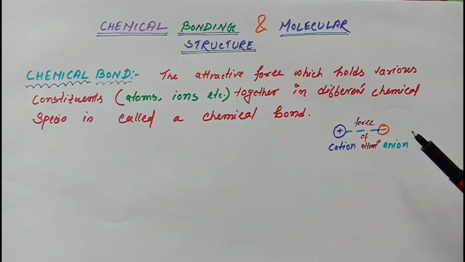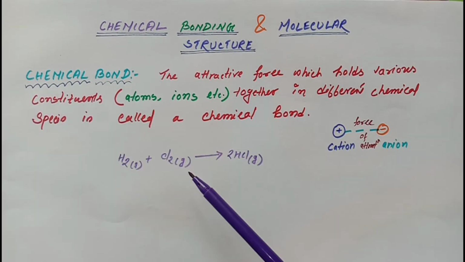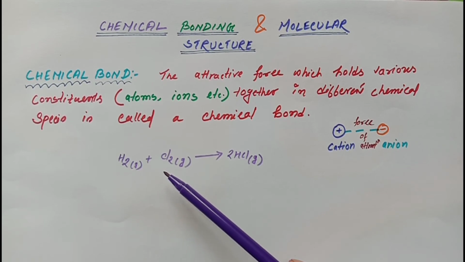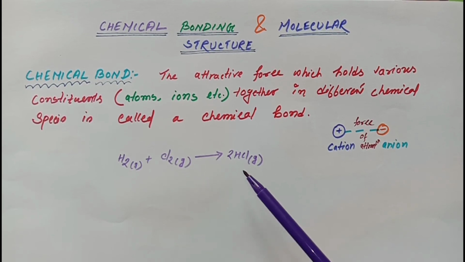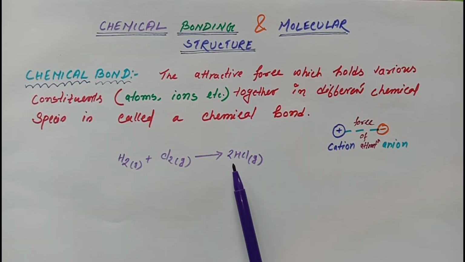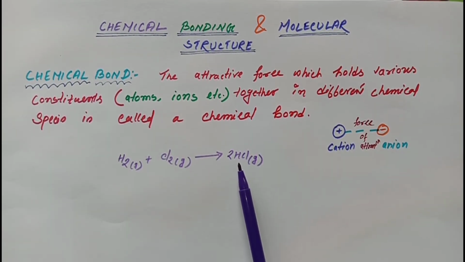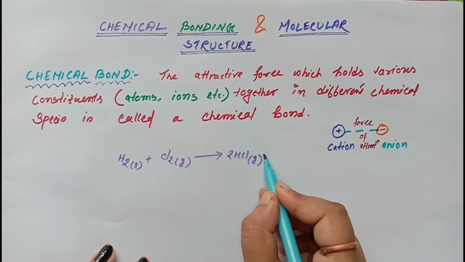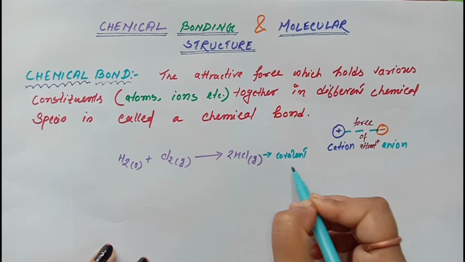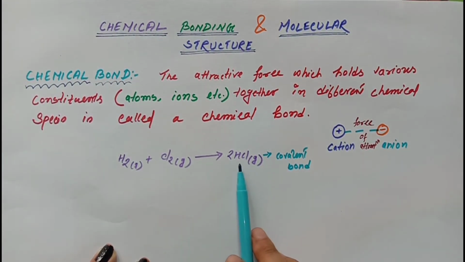As the chemical bond forms between ions, similarly the chemical bond forms between atoms also. See, this is a chemical reaction between hydrogen and chlorine. So H2 reacts with Cl2 to give two molecules of hydrochloric acid, that is 2HCl. These atoms are combined together by some attractive force and form the bond. This type of bond is known as a covalent bond. So HCl will form a covalent bond, and it is formed by the sharing of electrons.